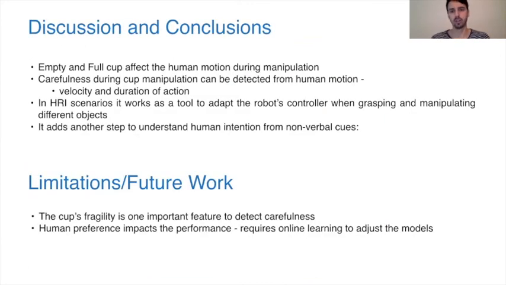So our conclusions are that there's definitely a difference in motion profile when looking at the cup, whether the cup is empty or full. We can explore these differences by looking at the human motion, and we can apply this to human-robot interaction in order to inform the robot to adapt just like a human would.